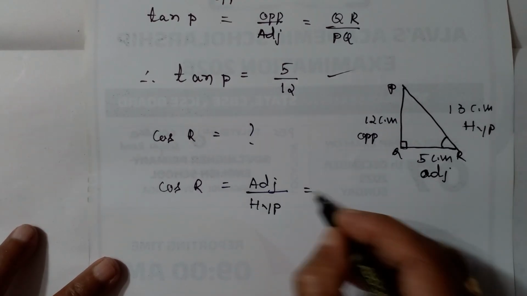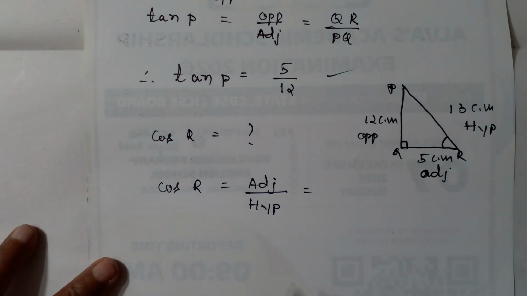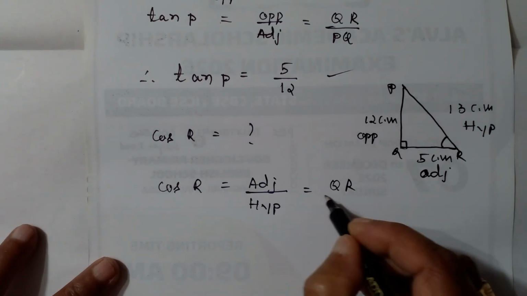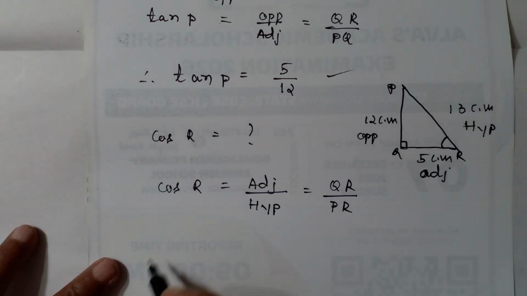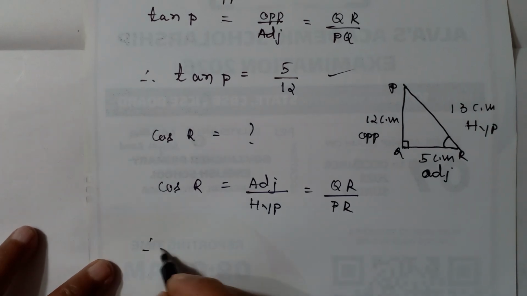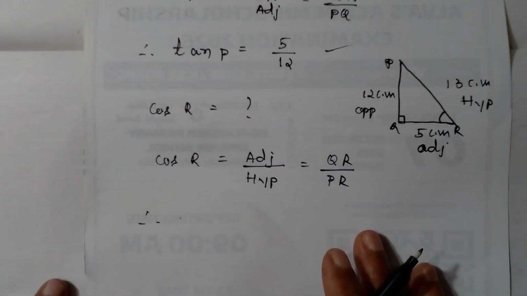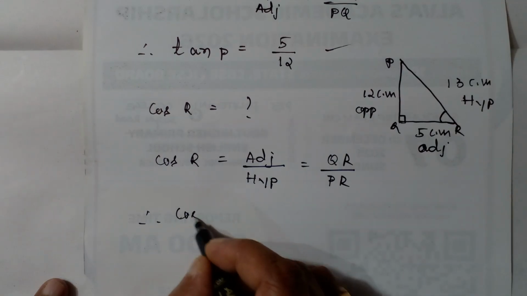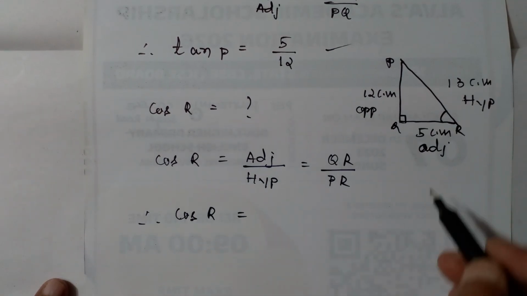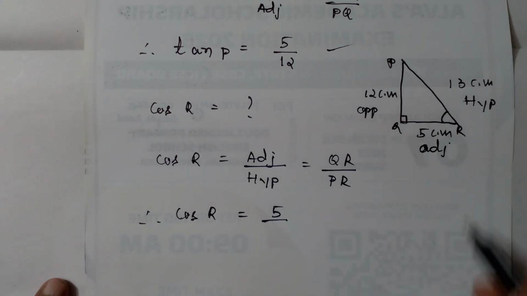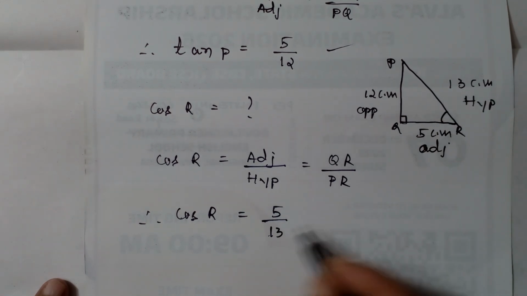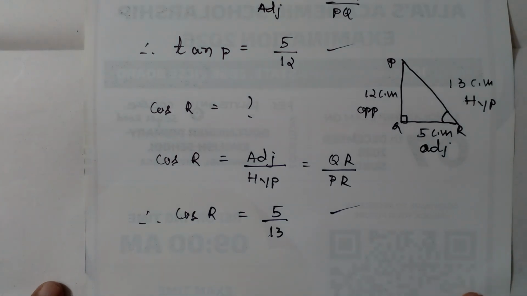Here adjacent in this second diagram, that's QR. Hypotenuse, that's PR. So what are you getting? Therefore, cos R is equal to QR. What length is given? 5. PR, what length is given? 13.